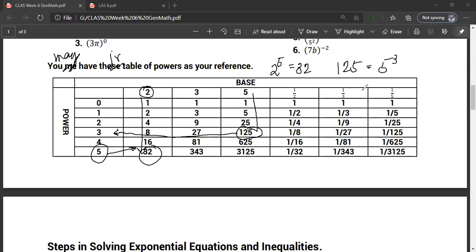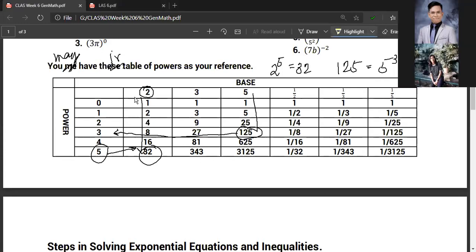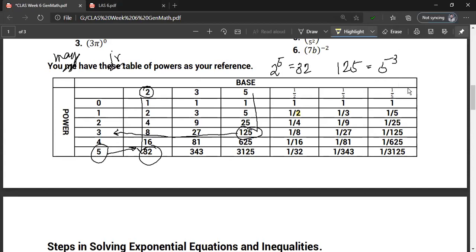Disclaimer lang agad-agad, wala po dyan lahat ng numbers. Yung nilagay ko lang dyan is yung 2, 3, 5, 1 half, 1 third, and 1 fifth, kasi ito yung medyo ginagamit natin usually. Hindi rin po nakalagay dyan lahat ng power kasi ang nilagay ko lang dyan is from 0 to 5. Saka kung mapapansin nyo rin, kapag ang power natin ay 0, lahat ay 1, kasi nga any number raised to 0 is 1. Ayun siya.